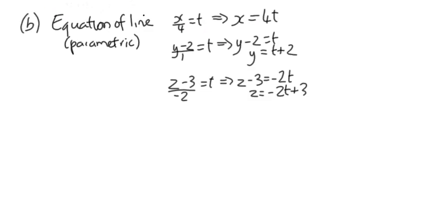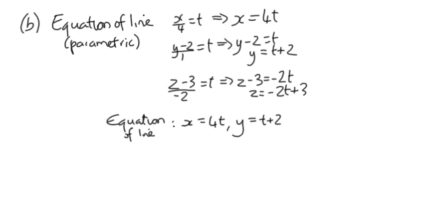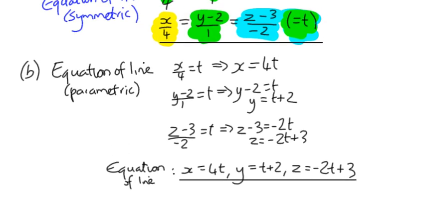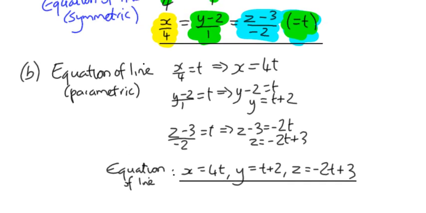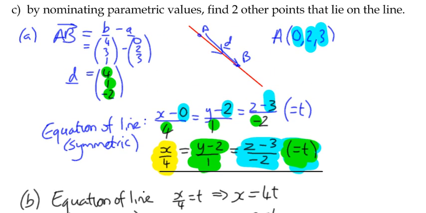So we can actually say that the equation of the line, just to tidy that up, is x equals 4t, y equals t plus 2, z equals negative 2t plus 3. Okay, and that's the equation in parametric form. So we've managed to come up with the equation in two different forms.